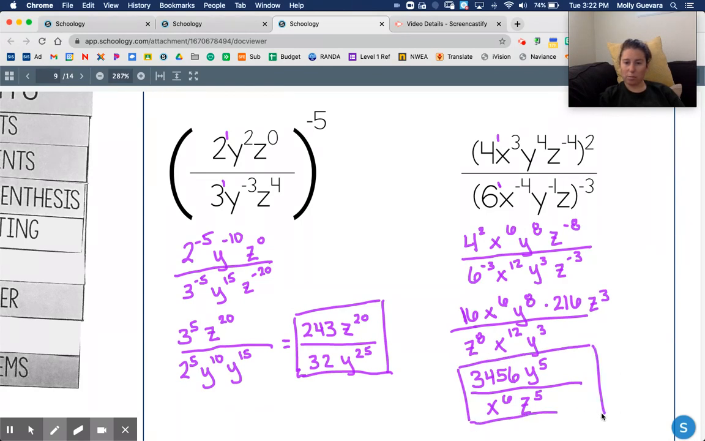So really these rules, it's kind of the same rules over and over and over again. You're just using them in different capacities. Okay guys, that's the whole foldable.